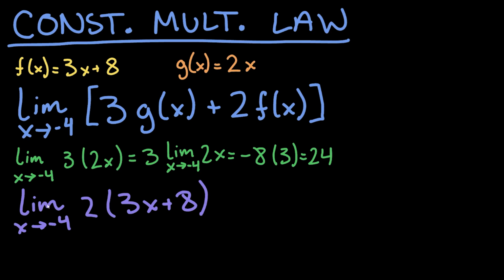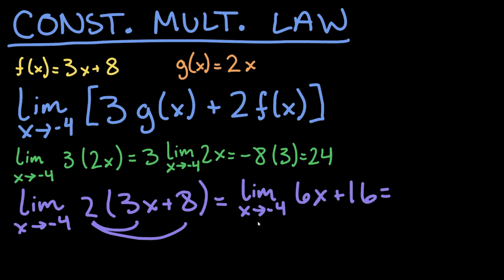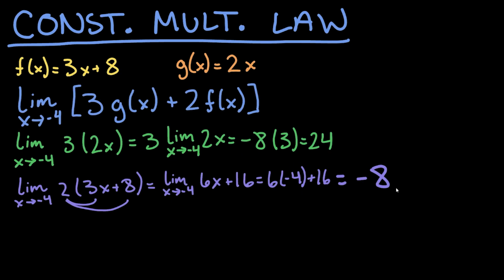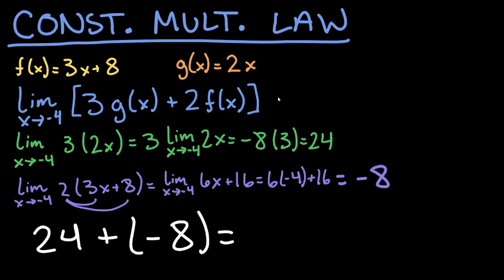Now let's do the exact same thing for our limit of f of x. All of this times 2 gives us our limit of 6x plus 16. Then plugging in x equals -4, all of this equals -8. So now that we found the limit of both of our functions, we're able to use both of those values and work out that the limit equals 16.